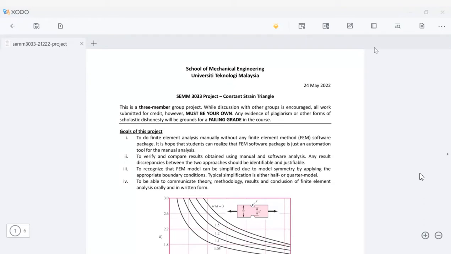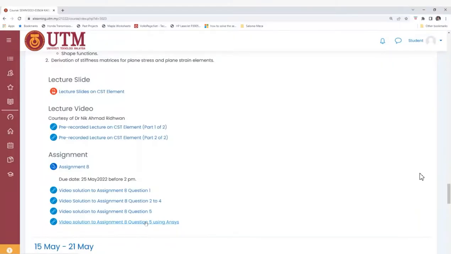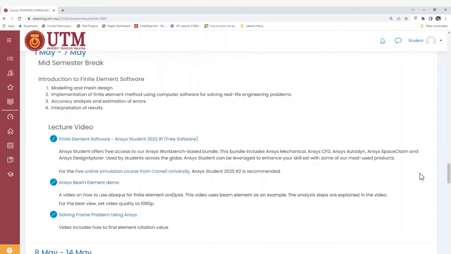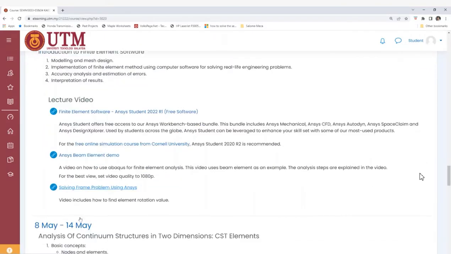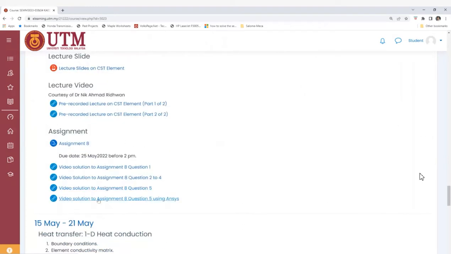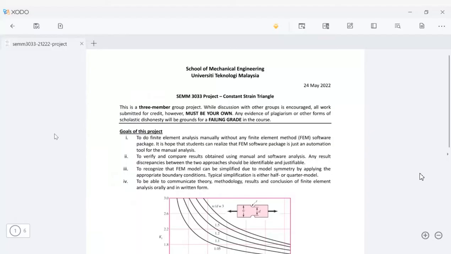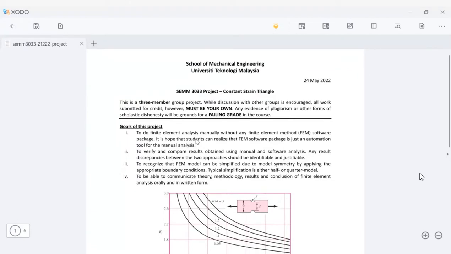So hopefully you know what I want from the project. You can use this video as a guideline or as a method. Again, I mentioned that you need to download ANSYS, and I've given some examples here. This is where you download the ANSYS software. This is how you do beam element with ANSYS, and this is how you use frame element. And now this is how you use CST elements for ANSYS. That will be helpful for your project.